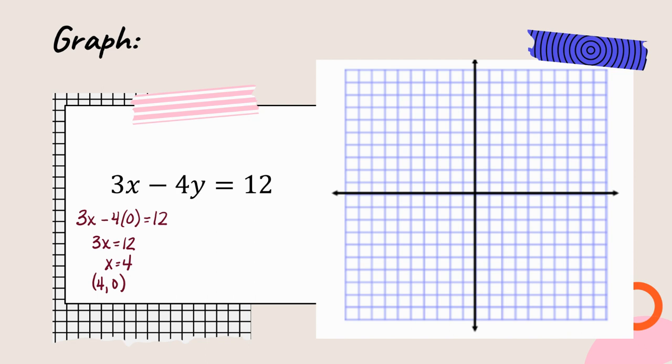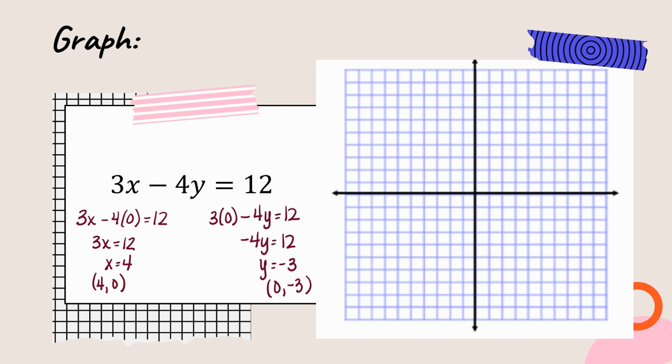Now we're going to do the same thing, but this time we're going to substitute 0 in for x, and we're going to solve for y. So we're going to say 3 times 0 minus 4y is equal to 12. Well, 3 times 0 is 0, so negative 4y is equal to 12, meaning that y is equal to -3. So now we have another intercept at (0, -3). We found our x-intercept by putting 0 in for y. We found our y-intercept by putting 0 in for x.